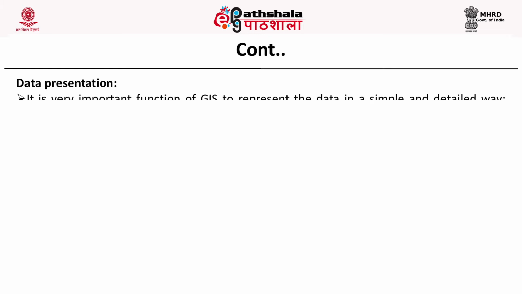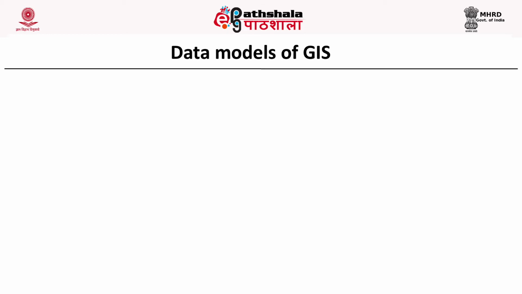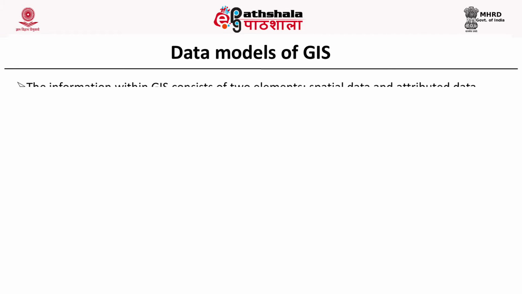Coming to data presentation, it is also a very important function of GIS and is used to represent the data in a simple and a detailed way. The data can be represented in various ways such as maps, reports and three-dimensional images. Coming to the data models of GIS, the information within GIS consists of two elements, spatial data and attribute data.